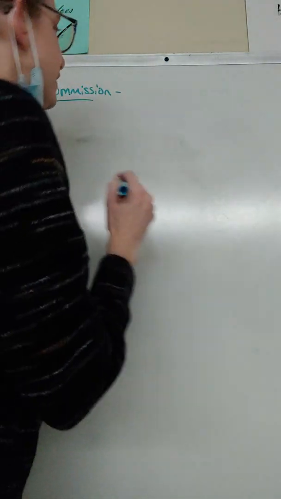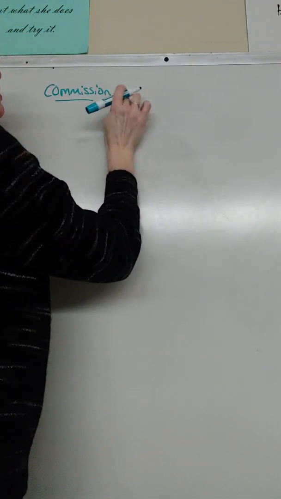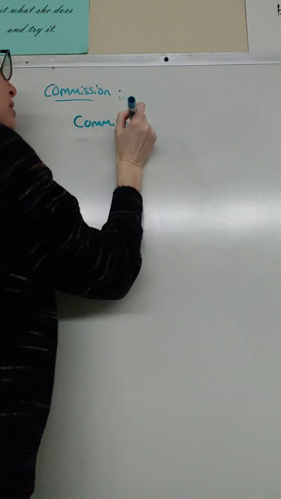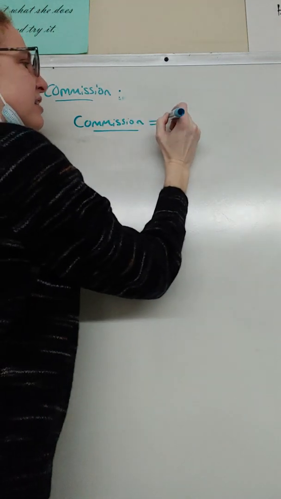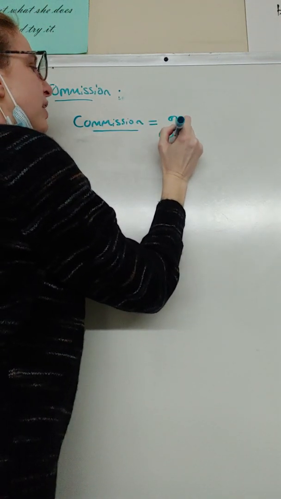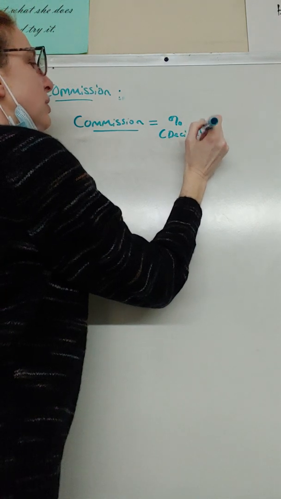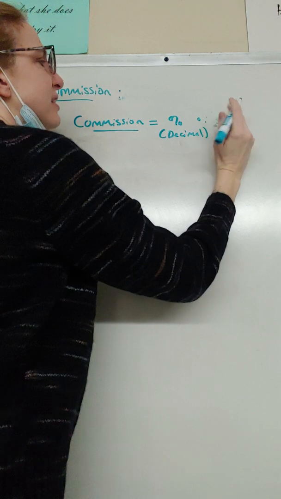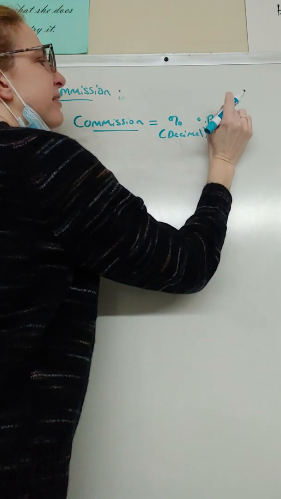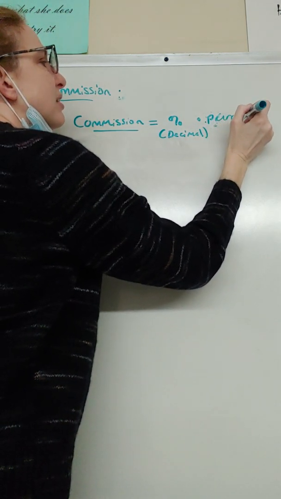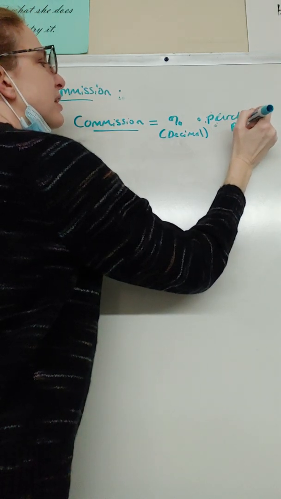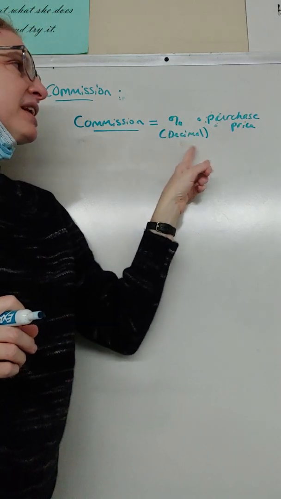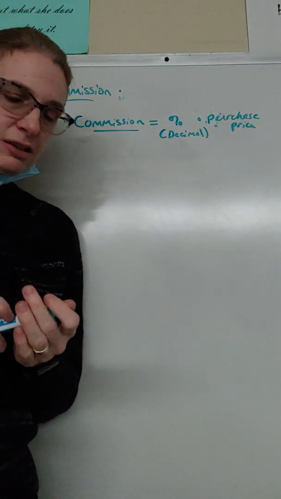So in order to figure out commission, we'll write it like this. The amount of my commission is the same as the percent, of course, written as a decimal, times the price of the item. I was going to write sale price, but it's not really a sale. It's just how much it cost. Purchase price. So my commission is my percent written as a decimal times the purchase price. Okay. Switch back to your pencil.